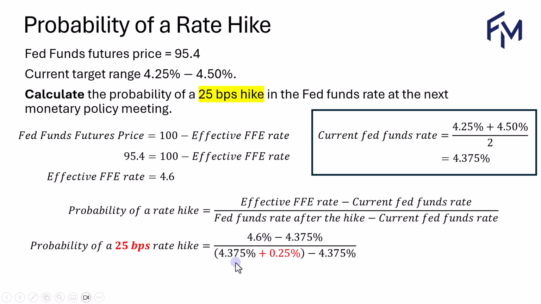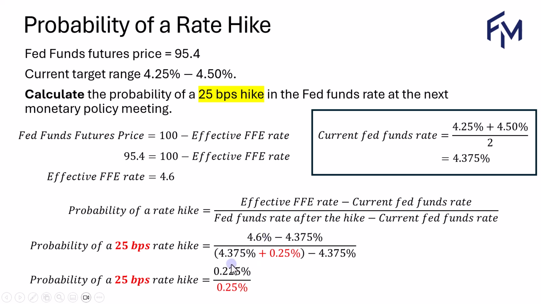Now for the denominator, the first item here is the Fed funds rate after the hike, which is 25 basis points for the question. I purposely put it in such a way that you can see it's 4.375% plus 0.25%. Then I minus the current Fed funds rate. So of course, the 4.375% offsets in the denominator, and we are actually left with just 0.25%. So in fact, the formula could have been simplified in the curriculum. You just have to substitute the change directly into the denominator the next time you do it.